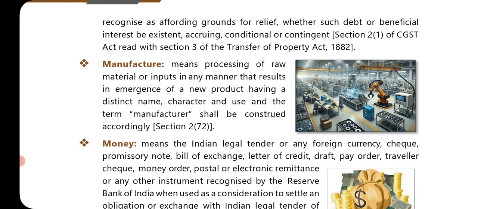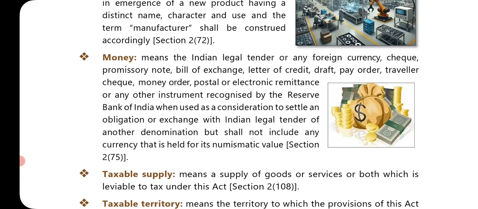Very confusing. Next is manufacture, means processing of raw material or inputs in any manner that results in emergence of a new product having a distinct name, character, and use, and the term manufacturer shall be construed accordingly. Money means the Indian legal tender or any foreign currency, check, promissory note, bill of exchange, letter of credit, draft, pay order, traveler check, money order, postal or electronic remittance, or any other instrument recognized by the Reserve Bank of India when used as a consideration to settle an obligation or exchange with Indian legal tender of another denomination, but shall not include any currency that is held for its numismatic value.